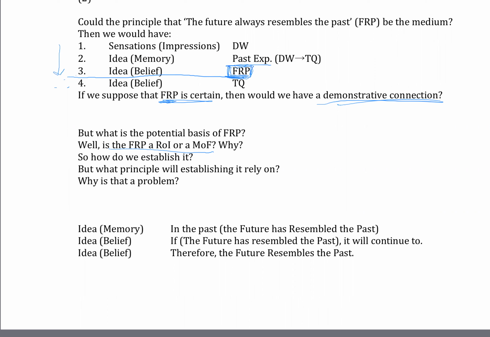Further, we can conceive of the future resembling the past not holding. We can imagine the future not resembling the past. And so by both of our tests, its a prioriness or its being able to conceive of the opposite, it seems to be a matter of fact. And so it seems that it cannot be known intuitively or demonstratively.